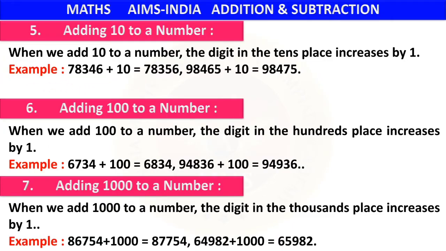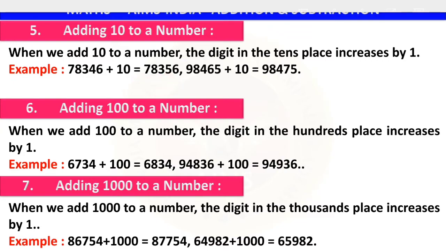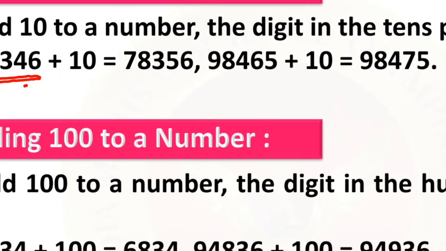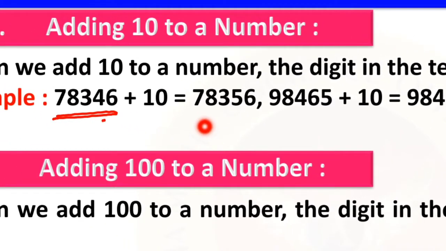When we add 10 to a number, the digit in the tens place increases by 1. Example, 78,346 plus 10 is equal to 78,356. Now, if you look at the number here, the number is 78,346. Yes, let me make it big for you. 78,346. And when you look at the answer, the whole number is the same except for the digit in the tens place. We had 4 here, and the answer here has 5.